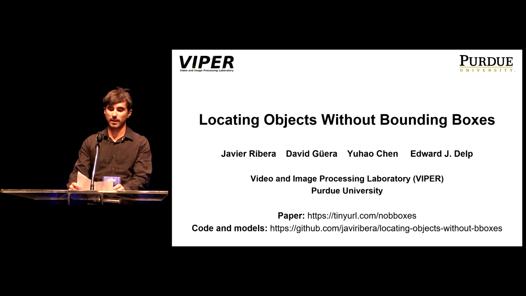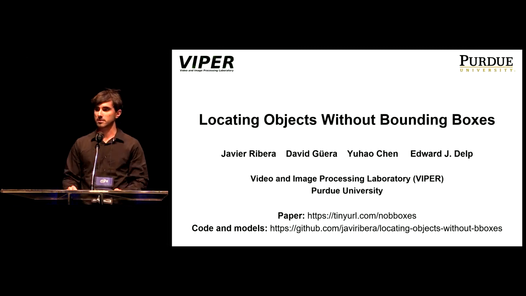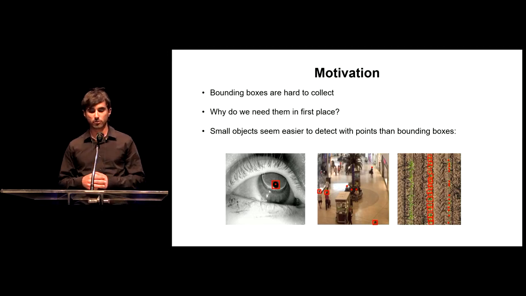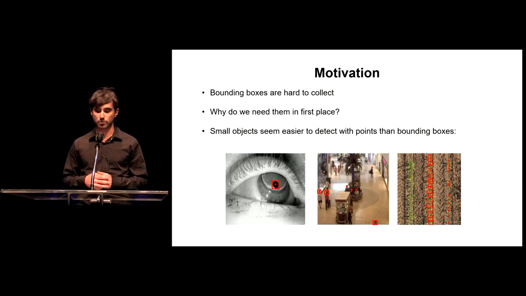Good afternoon, my name is Javier, and welcome to this presentation about locating objects without bounding boxes. This is work I was doing with my colleagues while I was at Purdue University, advised by Professor Delp. This all started when we realized that small and highly overlapping objects are particularly hard to detect with bounding boxes, not only for object detectors, but also for humans when we are ground truthing. So we thought, why do we need them in the first place?